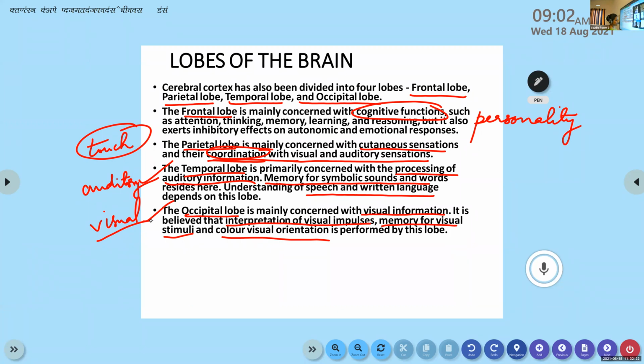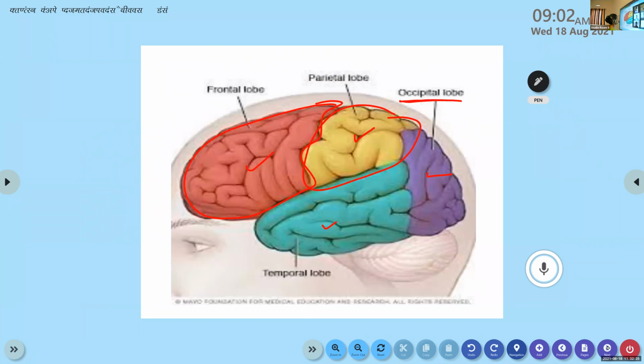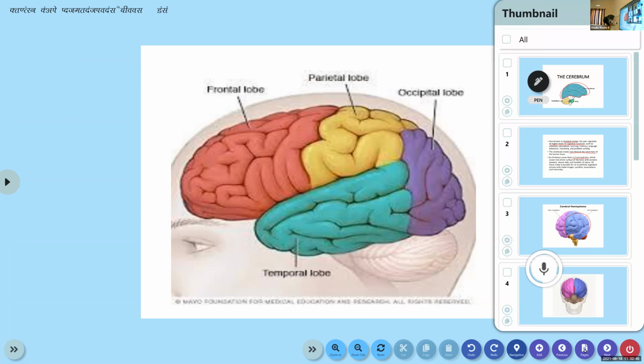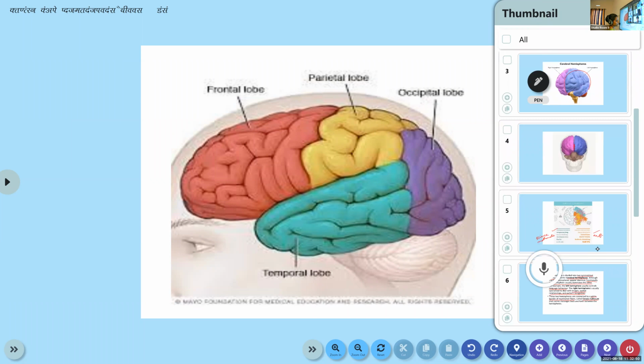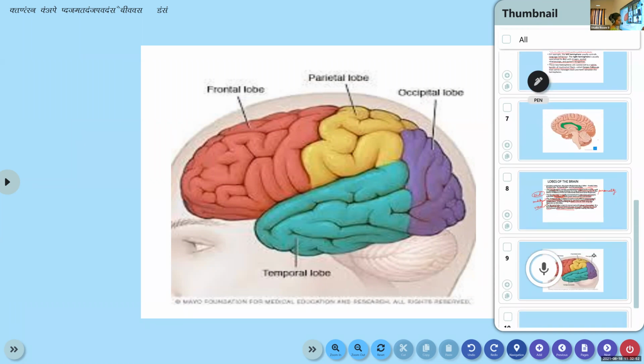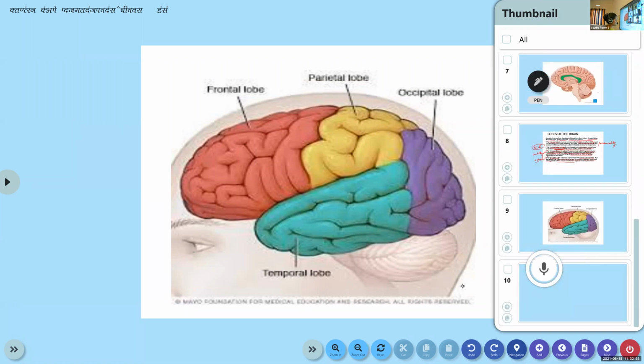Okay, that's about the lobes of the brain. This is the picture. So when we look from one side, this is the structure. On the other side also we have the other half, isn't it? So for the left and right hemispheres, we have these lobes of the brain. Yes, that is about the cerebrum.